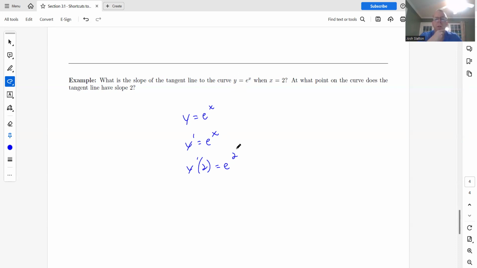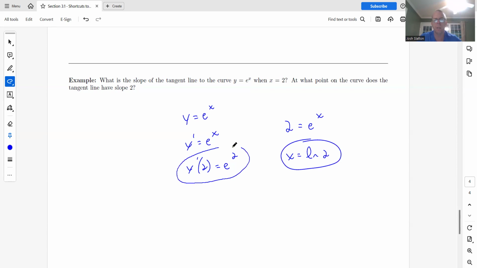At what point on the curve does the tangent line have a slope of 2? So let's set this equal to 2 and solve for x. And of course, we get x equals ln of 2. And so that would be that. Okay, so we'll get into more complicated exponential functions later, but for now, just the derivative of e to the x is e to the x. It's probably as simple as it gets as far as that goes.